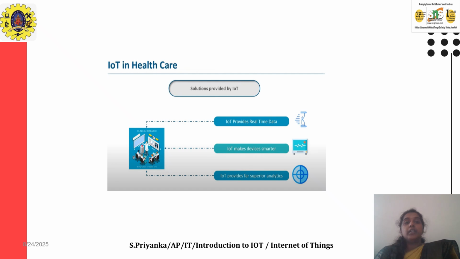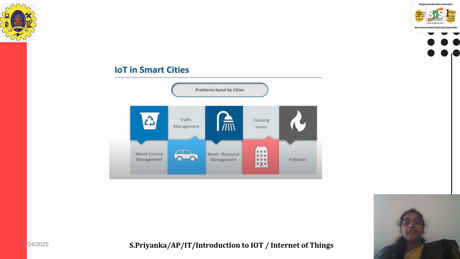Next, coming to IoT in healthcare. Some of the solutions provided by IoT: IoT mainly provides real-time data, and it makes devices smarter by providing that real-time data. Then IoT provides superior analytics. Analysis is also used in IoT healthcare. Medical patients' records will be analyzed through this IoT.